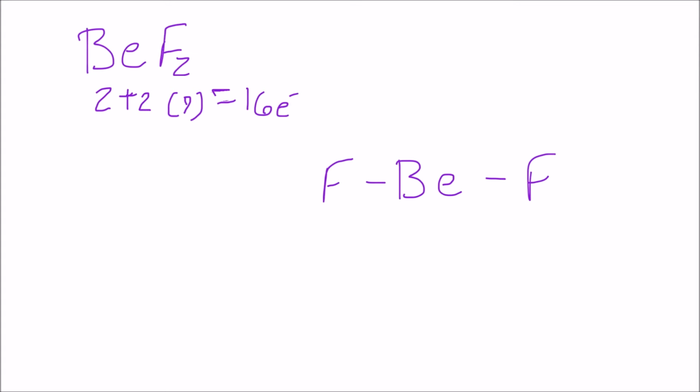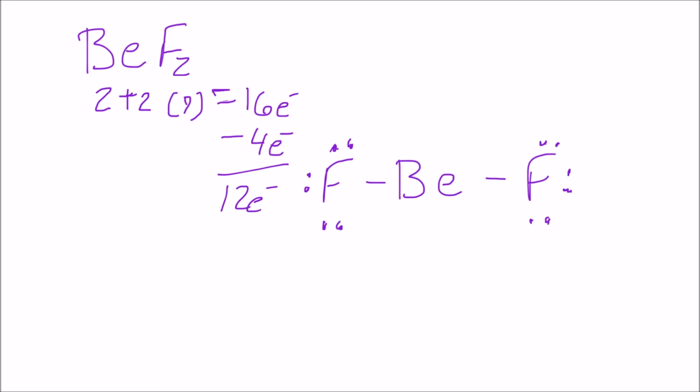Now we're going to subtract the amount of electrons we just used. So we've got 2 here and 2 here. That's 4 electrons that we just used up, which means we have 12 left. We're going to put those 12 electrons on the most electronegative elements, so that's going to be fluorine. So we've got 1, 2, 3, 4, 5, 6, 7, 8, 9, 10, 11, 12.